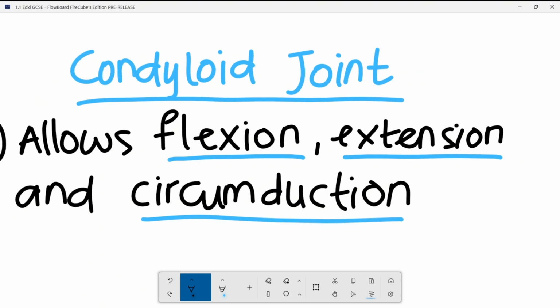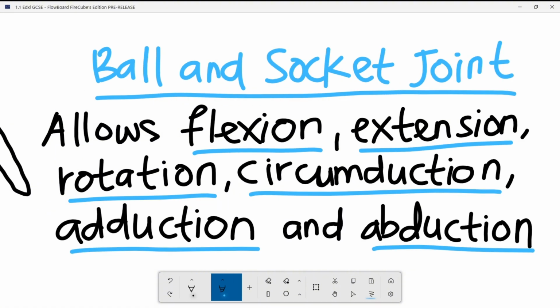Condyloid joints allow flexion, extension, and circumduction. If you don't know what circumduction is, we're going to talk about it very shortly. Next, we have the ball and socket joint. The ball and socket joint allows the most range of motion of any other joint. It allows flexion, extension, rotation, circumduction, adduction, and abduction.